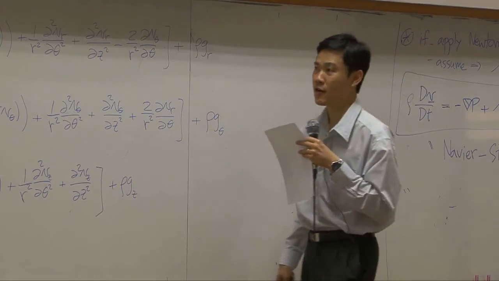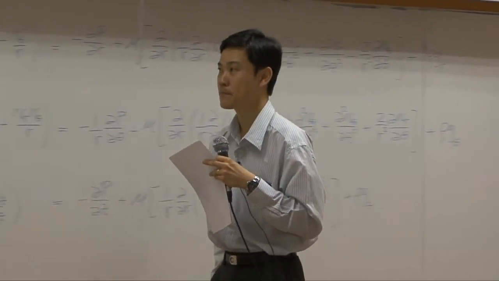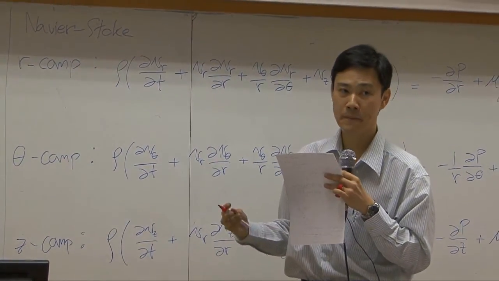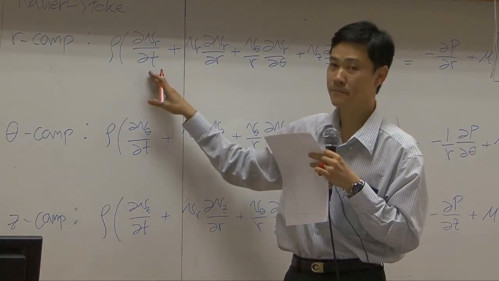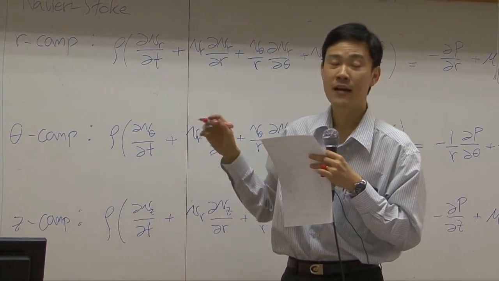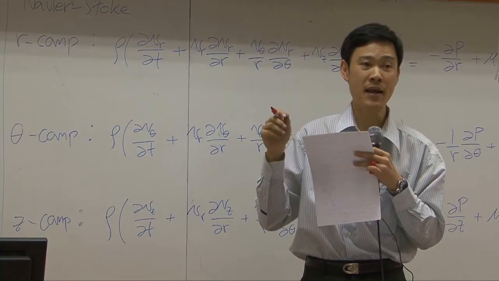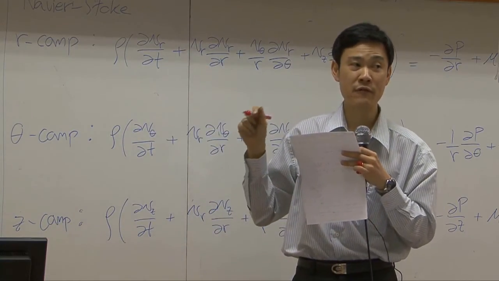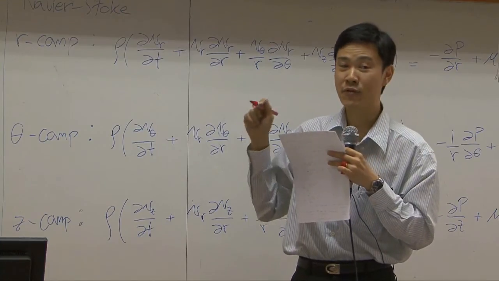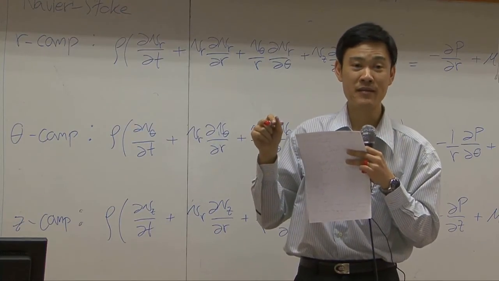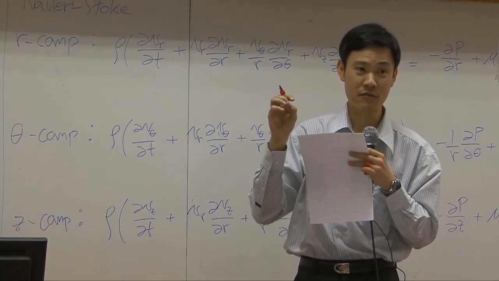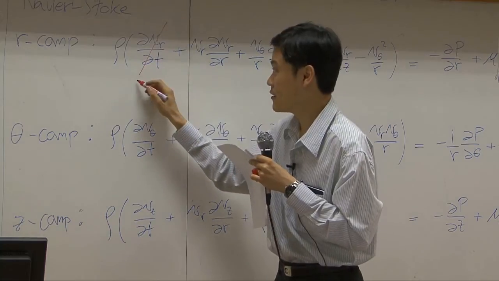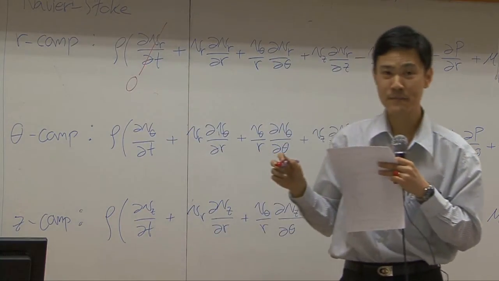All right, let's start from the first one. R component. First term, is it 0? Yes. Oh, by the way, in your examination, when you drop each term, you need to give a reason. If you drop without a reason and you drop it incorrectly, you get 0. Okay? So here is 0. Why?